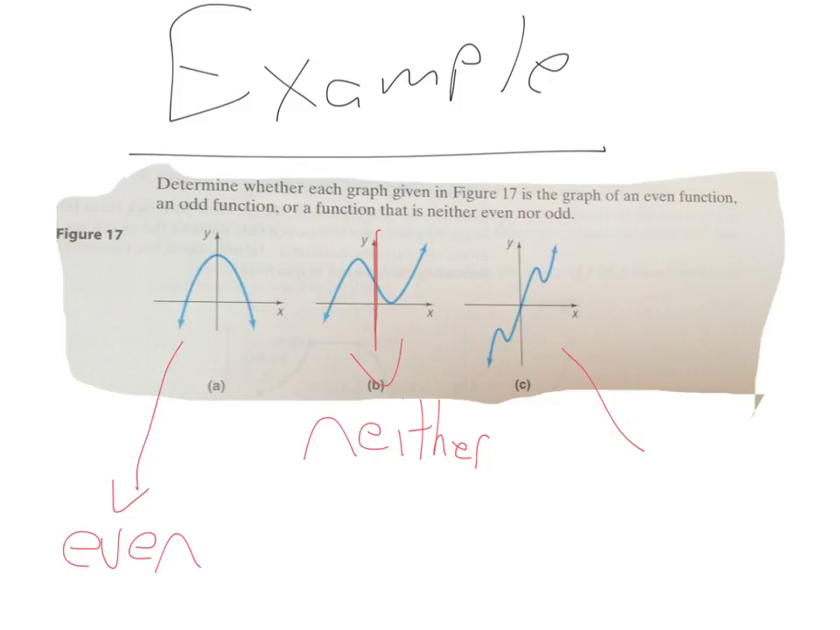And for part C, if you notice it's symmetric about, I guess it'd be opposite corners, like that corner and that corner are symmetric about each other. That's what we mean by symmetric about the origin. So that would be an odd function.